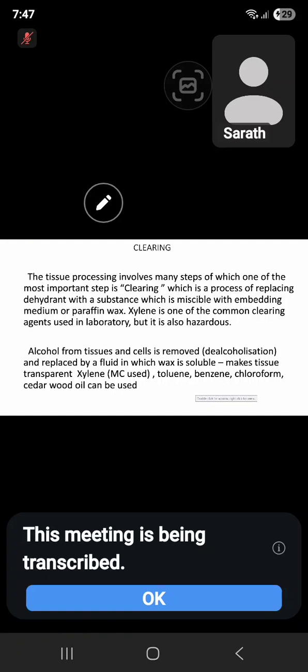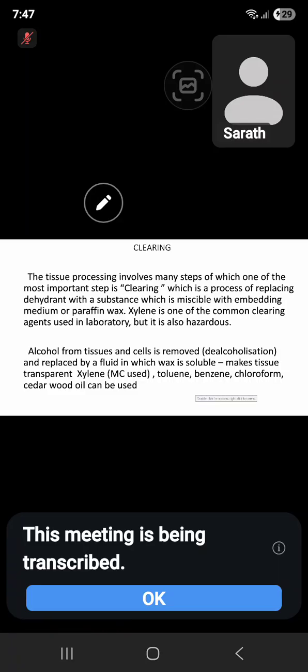It should be miscible with the dehydrating agent as well as the paraffin wax, or the embedding medium. So the ideal one is xylene. Xylene is the most common clearing agent used in the laboratory, but the problem is it is also hazardous. It is carcinogenic, so be careful when you're using it.